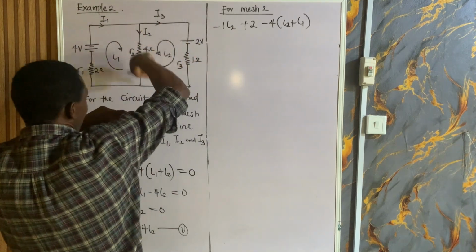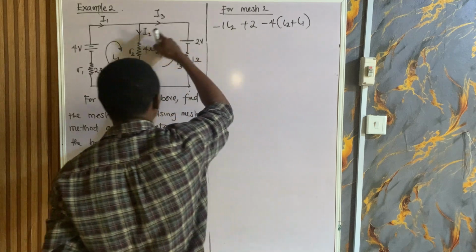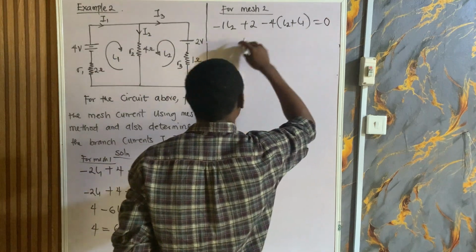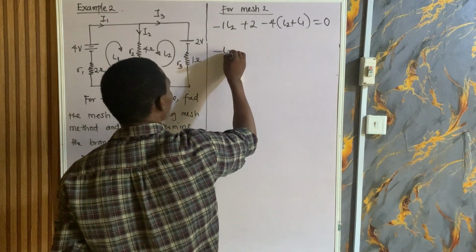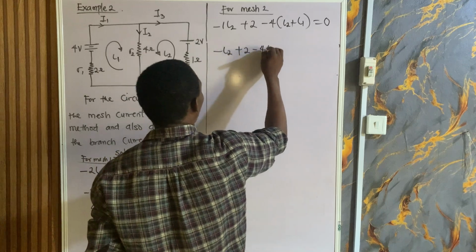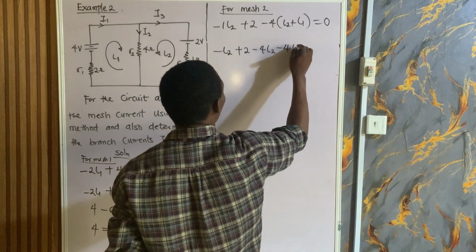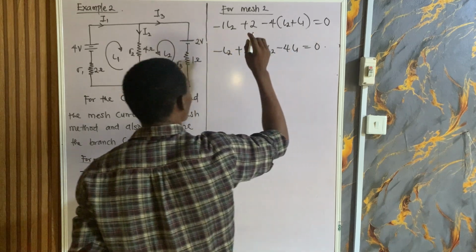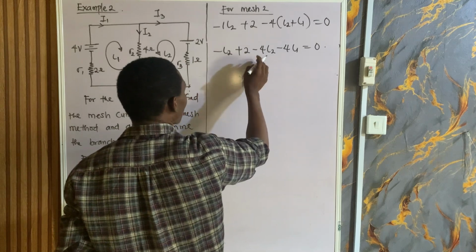This guy, the direction like this. So that's that. Nothing else to read in this mesh, so the sum is equal to 0. So you can simplify these two. This minus I2, this plus 2, minus 4I2, minus 4I1 is equal to 0. Okay? With this now, we can rearrange.